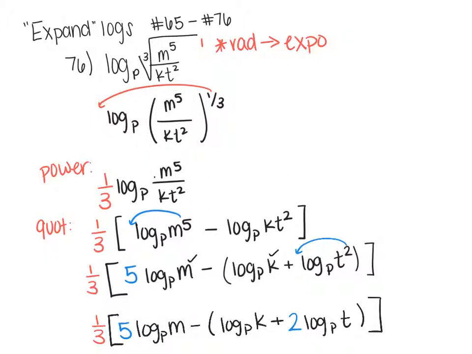And there is my final thing. And I know that everything is done because finally all of the logs are completely expanded out. So there's no more powers, products, or quotients. So with expanding, your only three options are power, product, quotient. Nothing else.